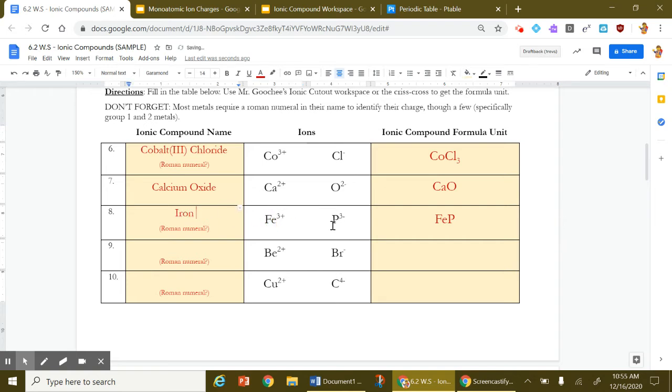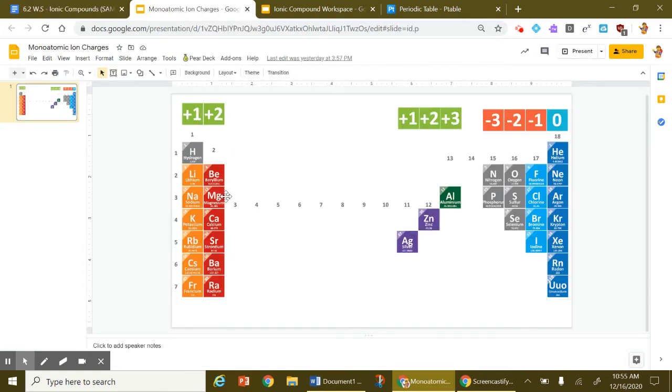Okay. And what is this? Well, P is phosphorus, but the negative ion is phosphide. Does this need a Roman numeral in the name? Well, let's see. Is iron one of those elements that has many different charges? I'm going to go look at this thing right here.